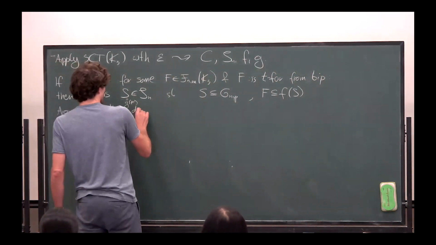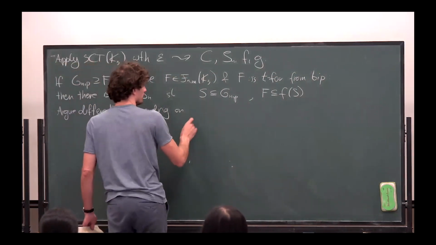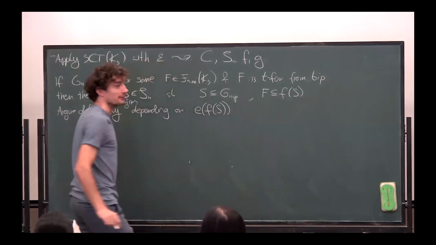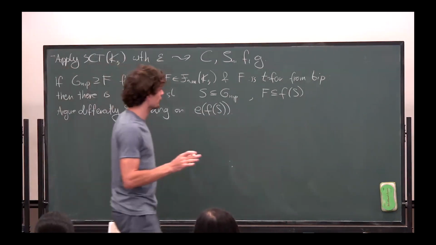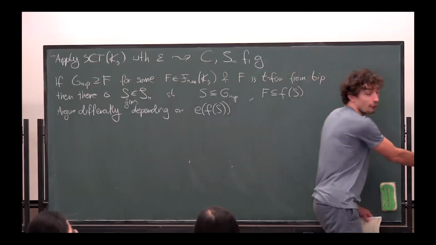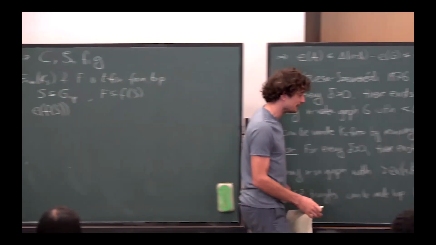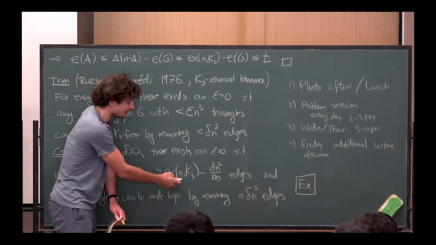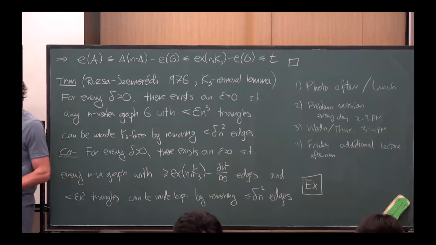And depending on the number of edges in S. And why do we need to argue differently? Because we would like to use this corollary here. But this corollary only applies if the number of edges in this graph f of s is pretty close to the extremal number. And then we know that this graph needs to be close to bipartite.